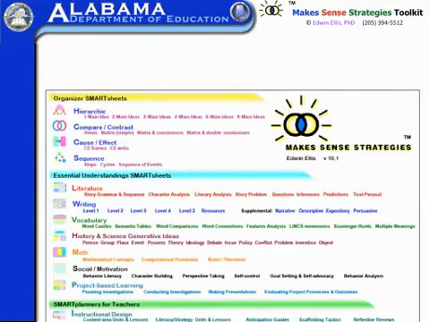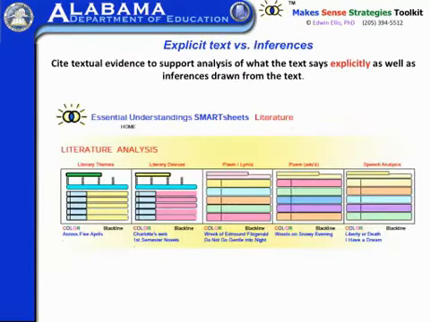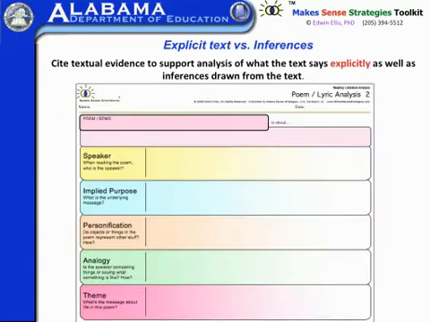So getting back to the main page of the software, another area that you might want to check out is literary analysis. And so again, we're looking at what the text says explicitly. And one of the things you might find helpful is this poem analysis.